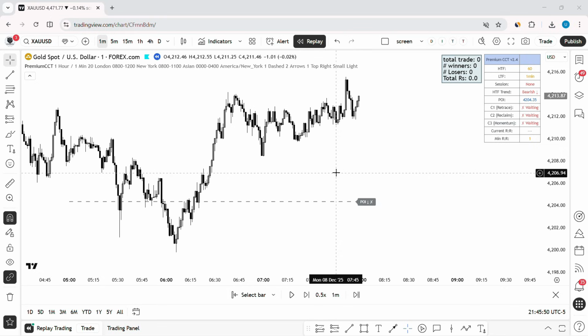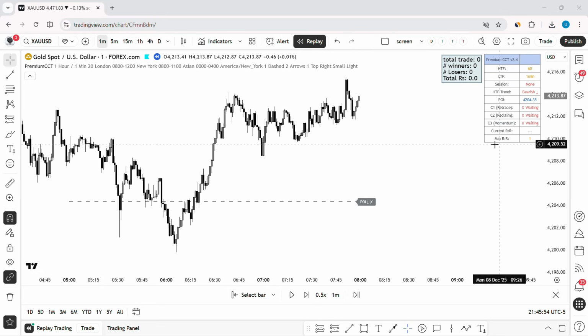Now before starting the backtesting, let me go through this table quickly and explain what this table is showing. First of all, it is displaying the Premium CCT Indicator version. Then we have higher time frame, which is 60 minutes, and lower time frame at 1 minute. This is the time we have set in the settings of the indicator. Then we have session. Currently it is showing none because we are not in any session right now.